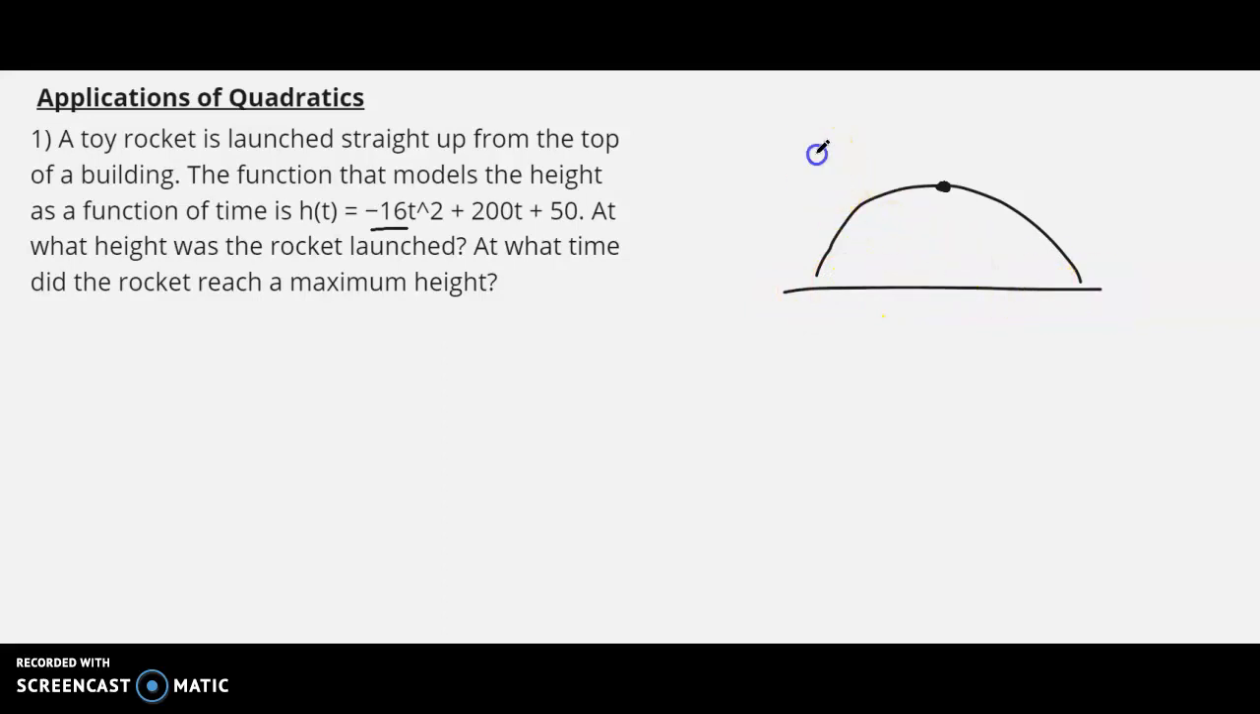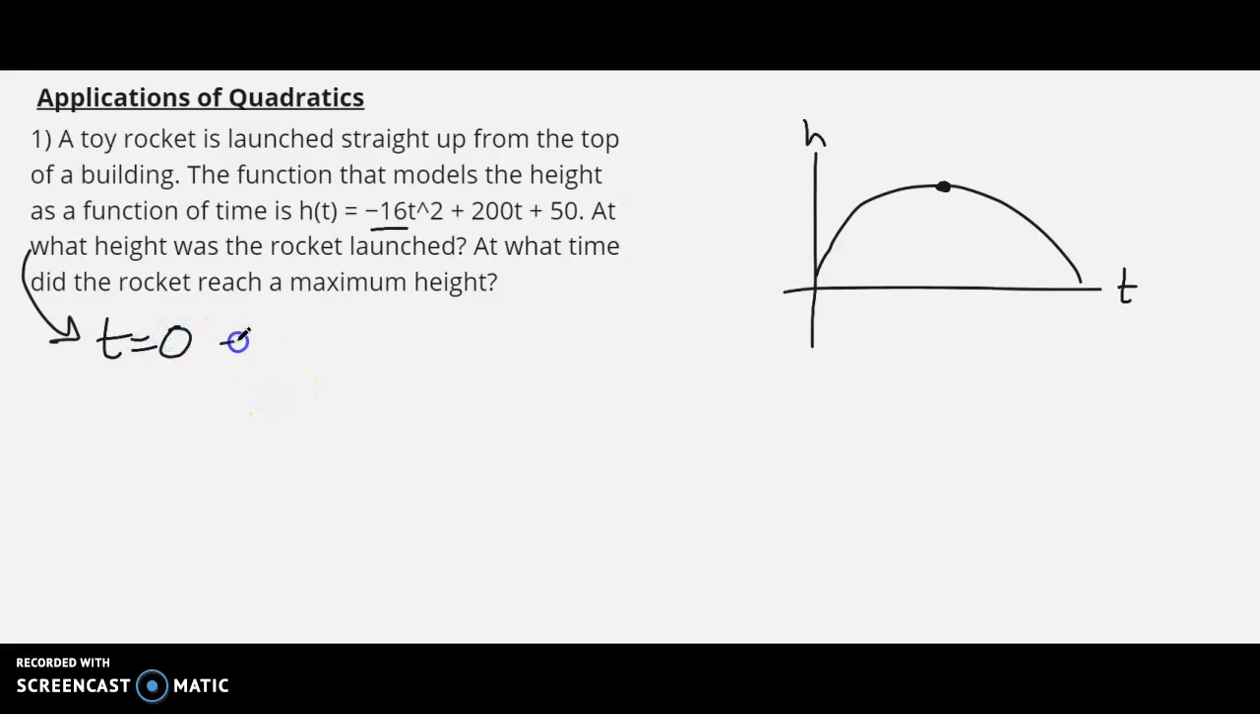So when we look at the xy plane, instead of the x-axis, it's the t-axis for time, and the y-axis serves as h for height. So this shows us the height of the rocket. To answer the first question, at what height was the rocket launched? Well, the rocket was launched at time 0, t equals 0.